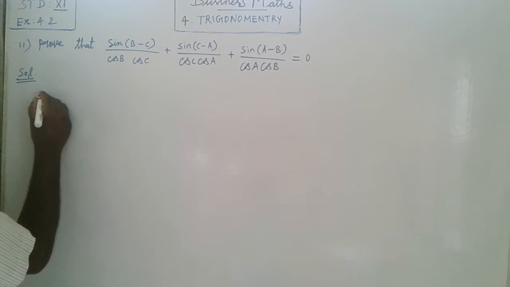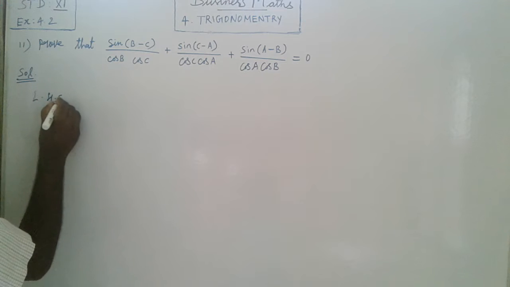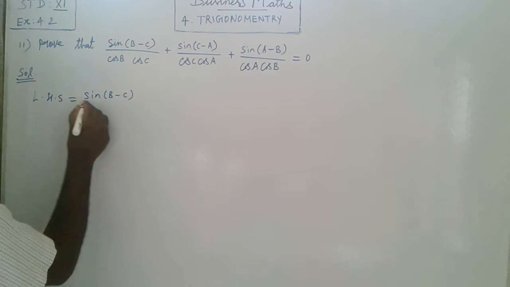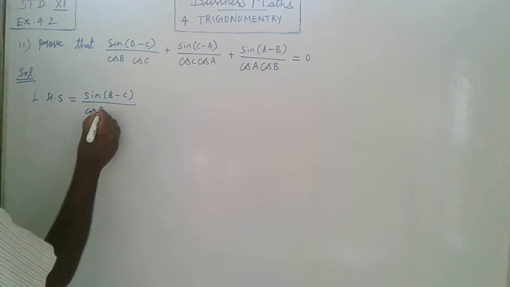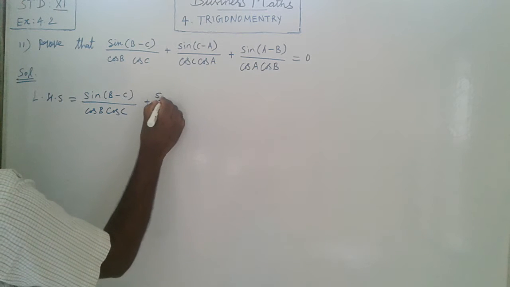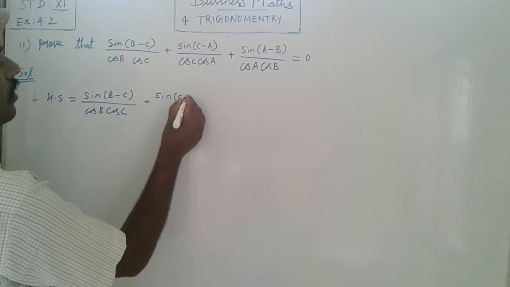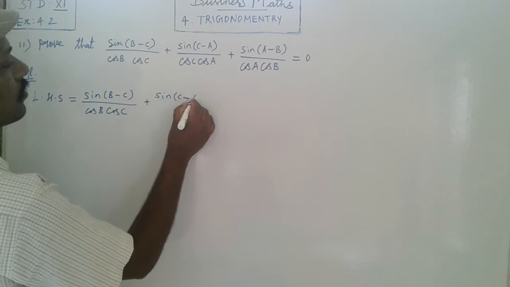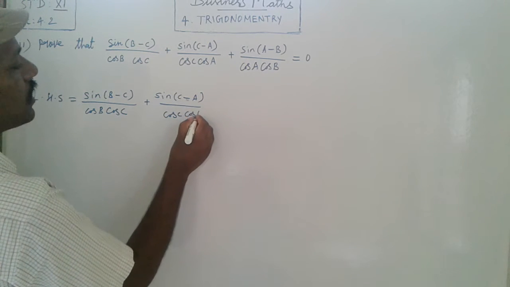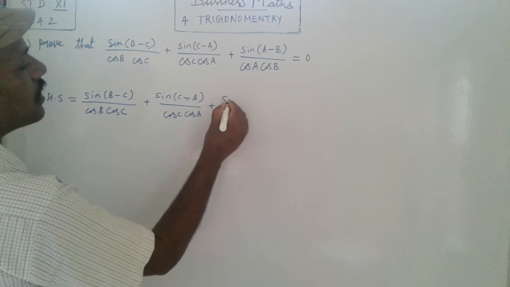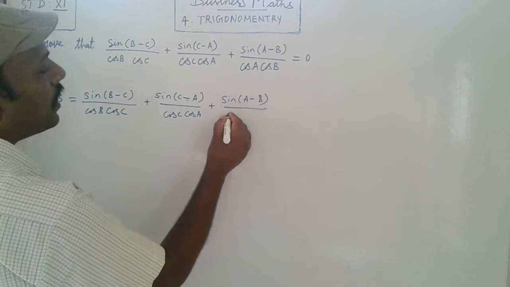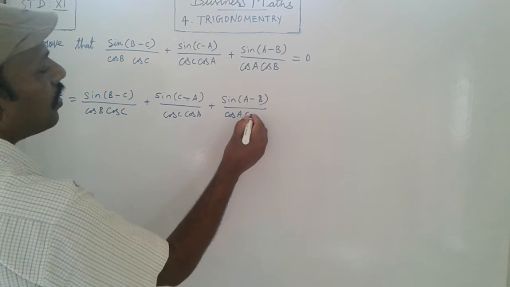Solution. LHS equal to sin(b minus c) divided by cos b cos c plus sin(c minus a) divided by cos c cos a plus sin(a minus b) divided by cos a cos b.